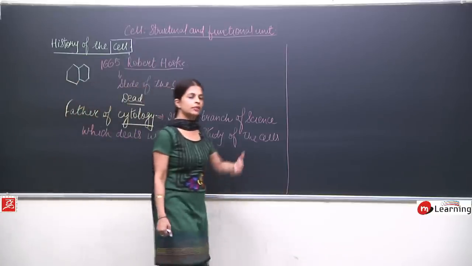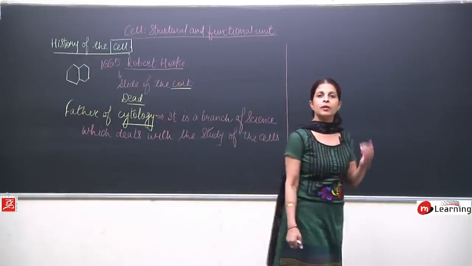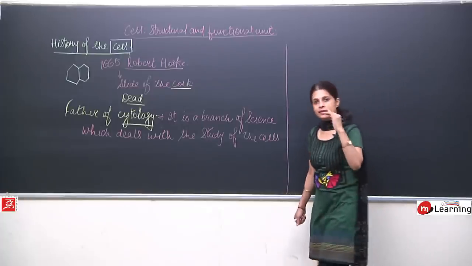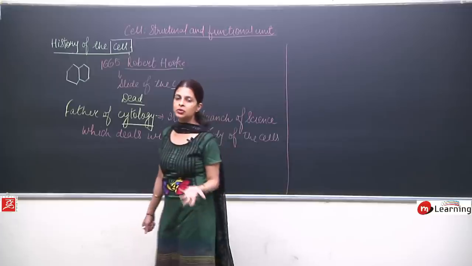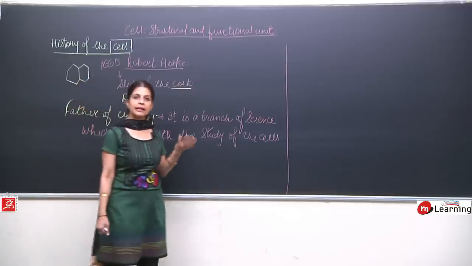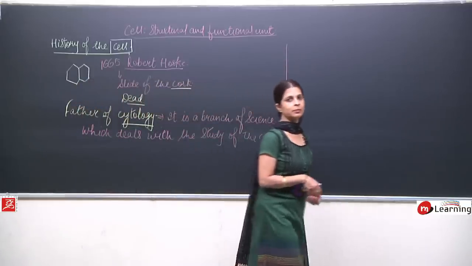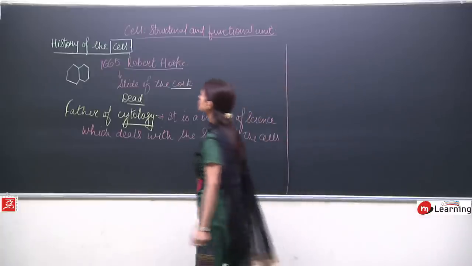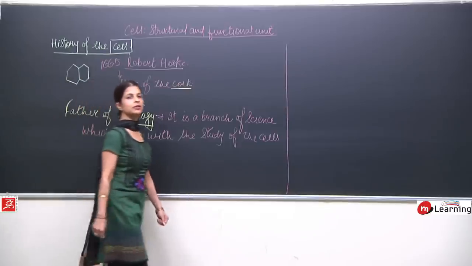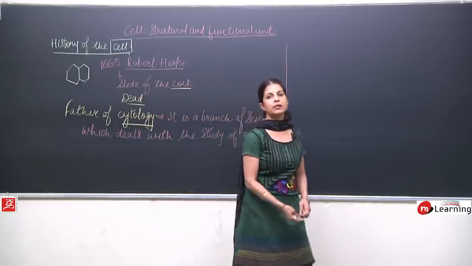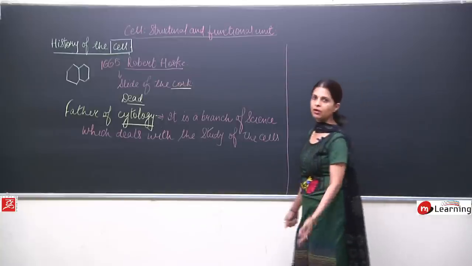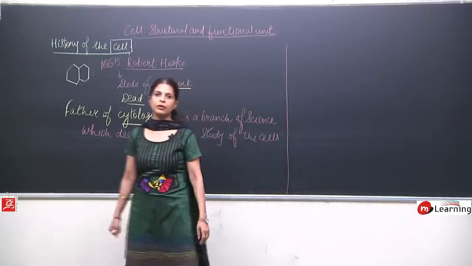Even though he discovered cell in a dead tissue, still, as he was the first one to tell that in a dead tissue certain hexagonal structures can be seen, his contribution is remarkable. This was the first scientist. After this, the next scientist, whose contribution is also a remarkable contribution in the field of biology, is Anton van Leeuwenhoek.